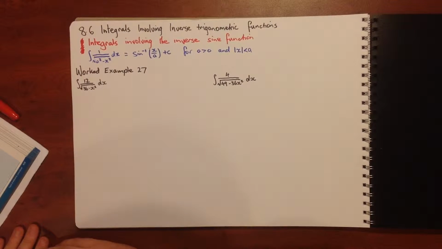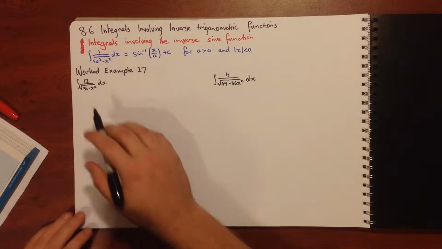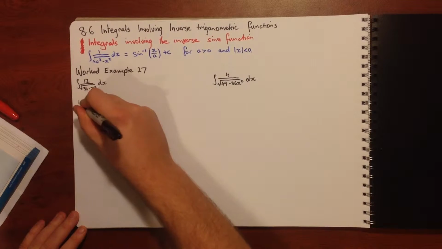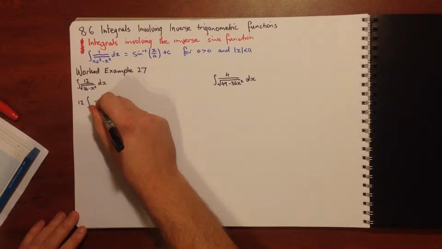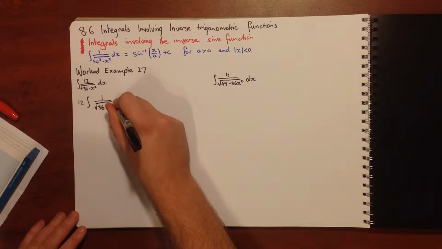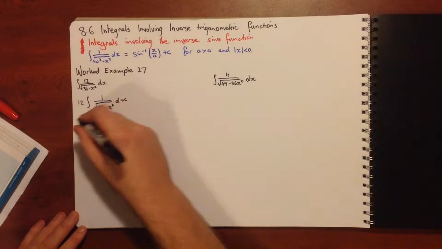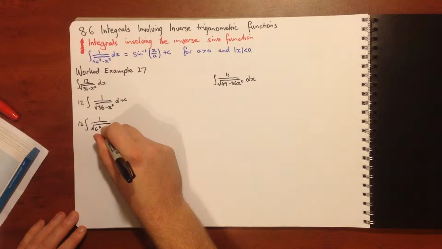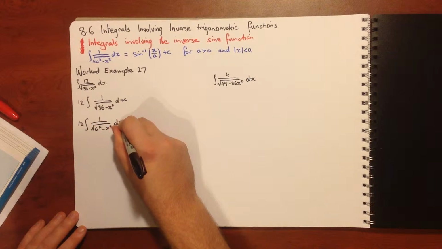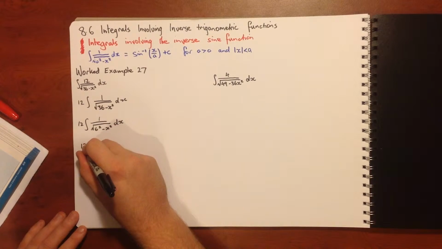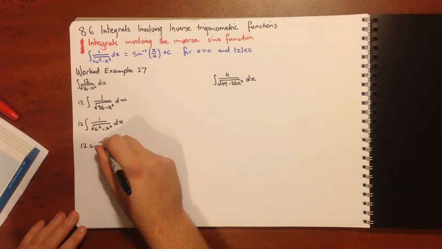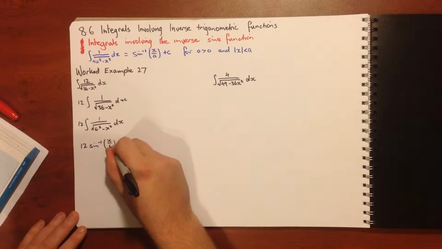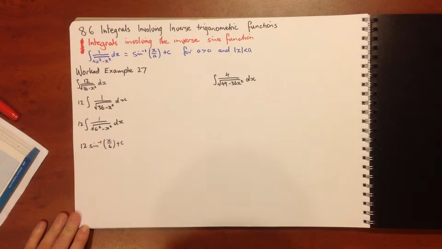In worked example 27, we need to integrate 12 over the square root of 36 minus x squared dx. For this one we can bring our 12 out the front, so we've got 12 times the integral of 1 over the square root of 36 minus x squared dx. We can think of that as 12 times the integral of 1 over the square root of 6 squared minus x squared dx, and then that's going to equal 12 times the inverse sine of x on 6 plus c. That one was pretty straightforward.